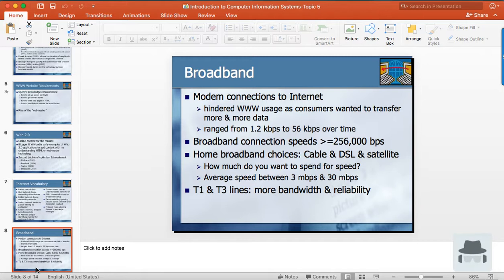And what you see is it's how much you want to spend on speed. You look at commercials for Comcast. They put a big emphasis on faster and faster and faster. T1 and T3 is basically once again more bandwidth. So bandwidth is always the king of everything on the network now, and how much bandwidth makes basically how much information you can pump through it.